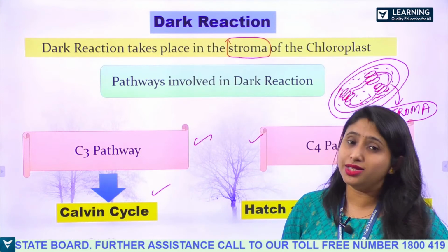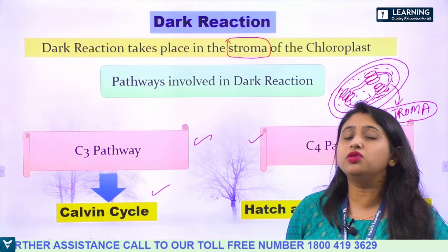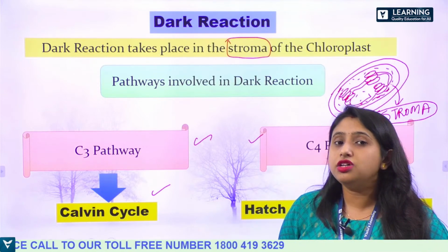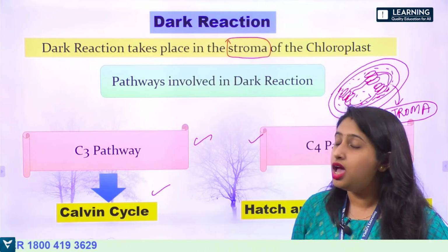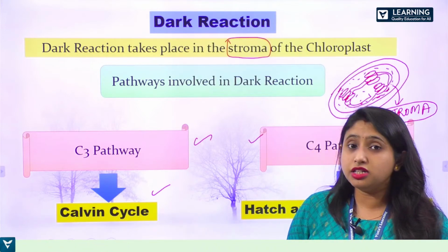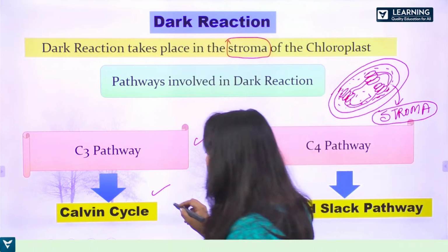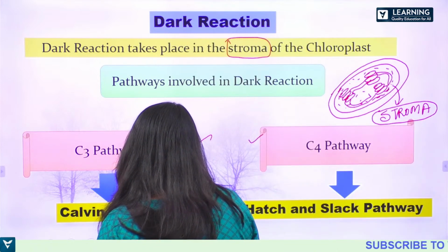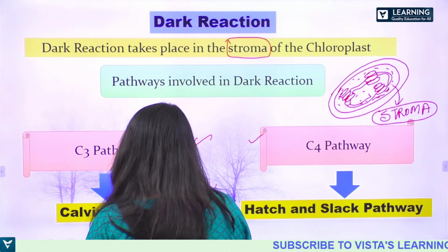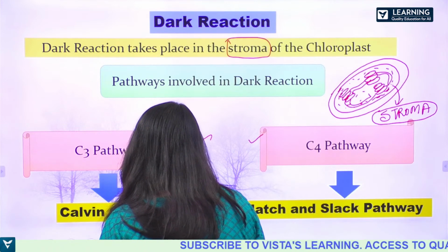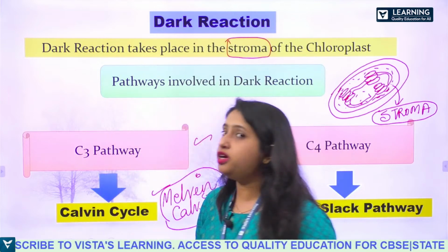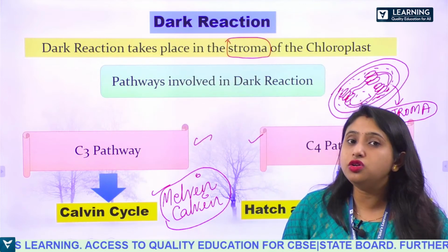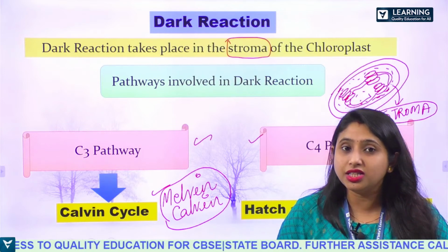It is also known as the Calvin cycle. Now, why is it known as the Calvin cycle? Because it was named after the scientist who discovered it. He was the first scientist, Melvin Calvin. Melvin Calvin was the first person who said that plants prepare food in the form of glucose using the carbon dioxide present in the atmosphere.